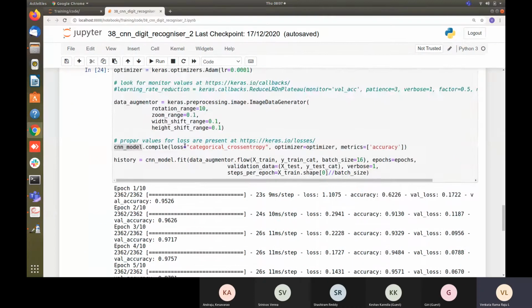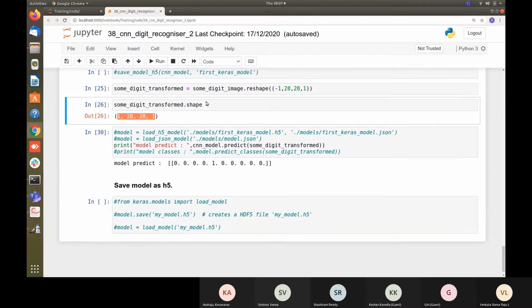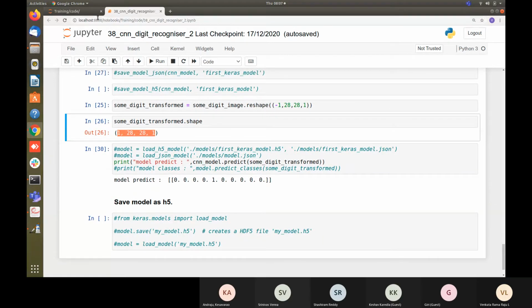Why did I convert my picture into a 4-dimensional picture? Got it, right? Yes.